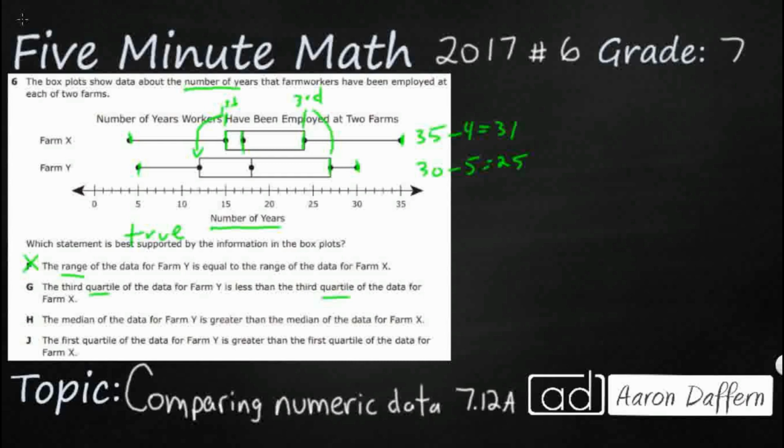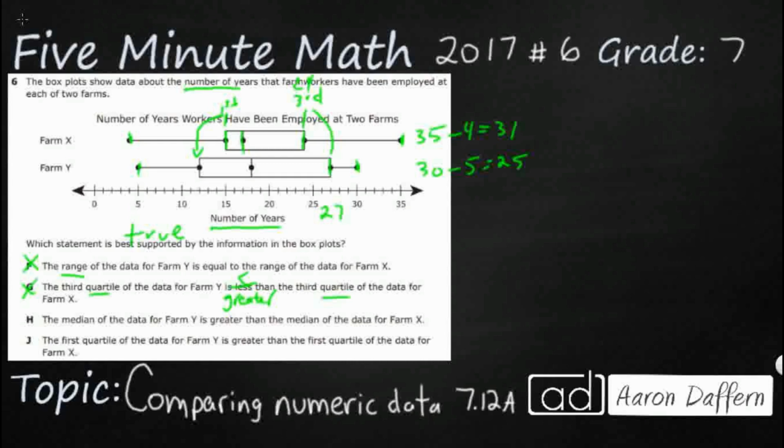25% of the data falls outside of this third quartile, between that and the end for both of these. And so we're going to see the third quartile of data for farm Y is less than, actually no, it's not, that's 27. It's this is 24 right here. So this is greater. This 27 is greater than the farm X. H, the median of the data.